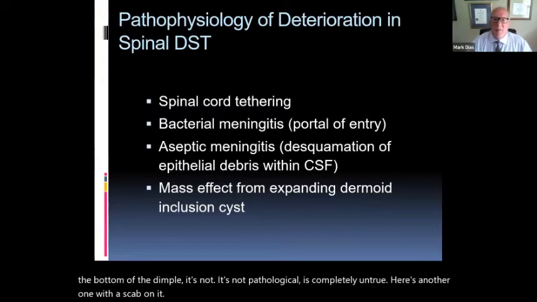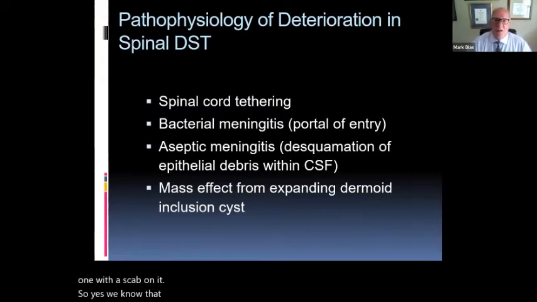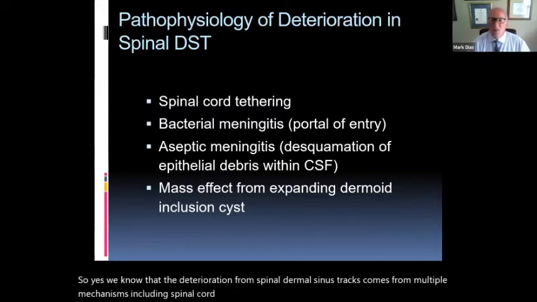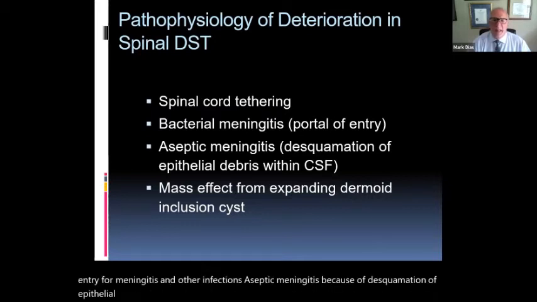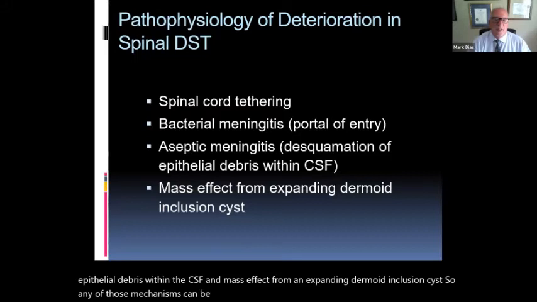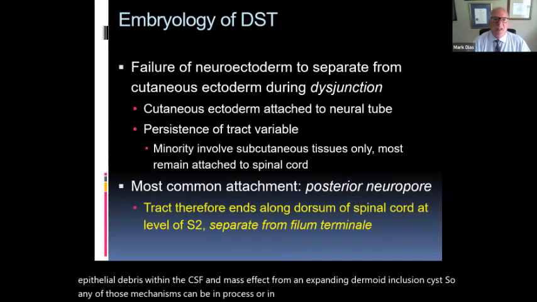So yes, we know that the deterioration from spinal dermal sinus tracts comes from multiple mechanisms, including spinal cord tethering, bacterial meningitis. They serve as a portal of entry for meningitis and other infections. Aseptic meningitis because of desquamation of epithelial debris within the CSF, and mass effect from an expanding dermoid inclusion cyst. So any of those mechanisms can be in play from dermal sinus tracts.